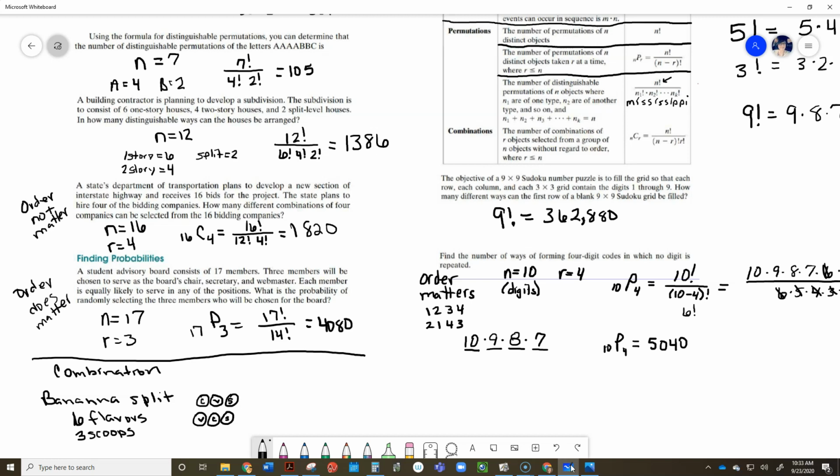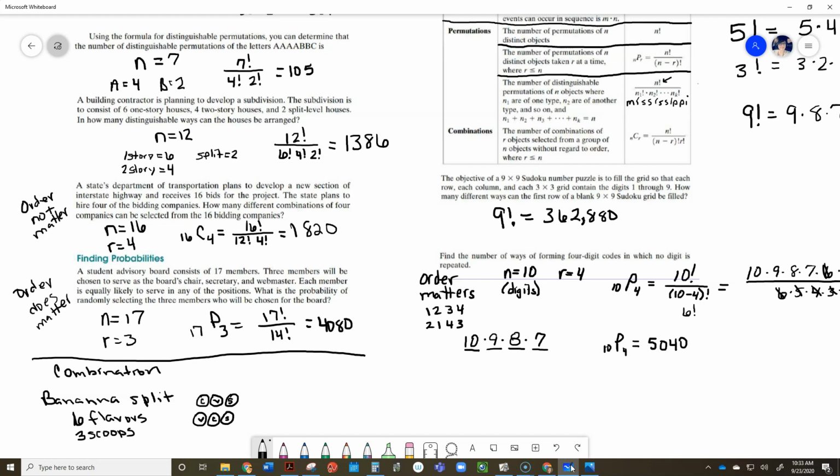Yes, because the order in which the ice cream is served doesn't matter. I mean, if I flipped the container around, that would give me a different order, and it's still the same banana split. So when we're talking about food combinations, generally the order in which they're served doesn't matter. Okay, so this would be an example of a combination.